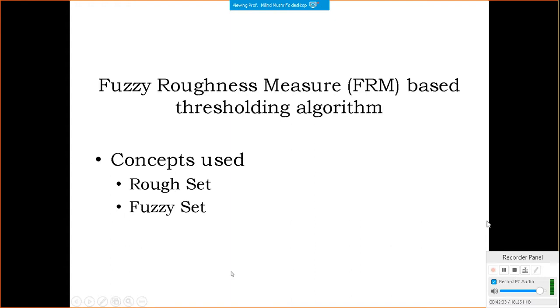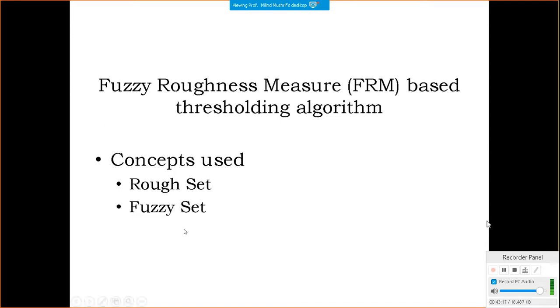So we'll now discuss the thresholding algorithms. One is the fuzzy roughness measure based thresholding algorithm. All of you are familiar with the thresholding algorithm, right? A very popular thresholding algorithm is Otsu's thresholding algorithm, which minimizes the within class variance and maximizes the interclass variance. Based on this concept, Otsu's algorithm was developed.